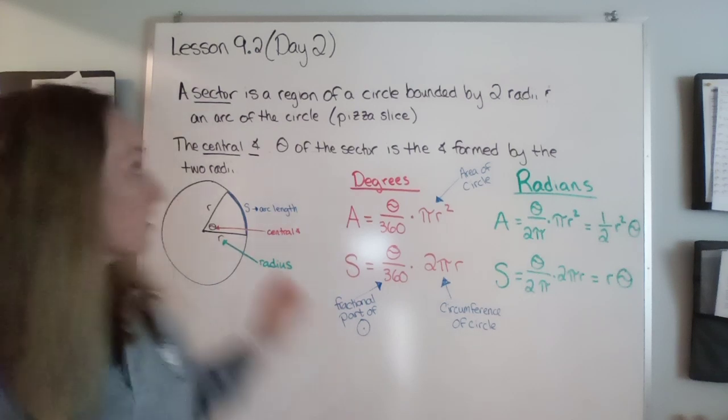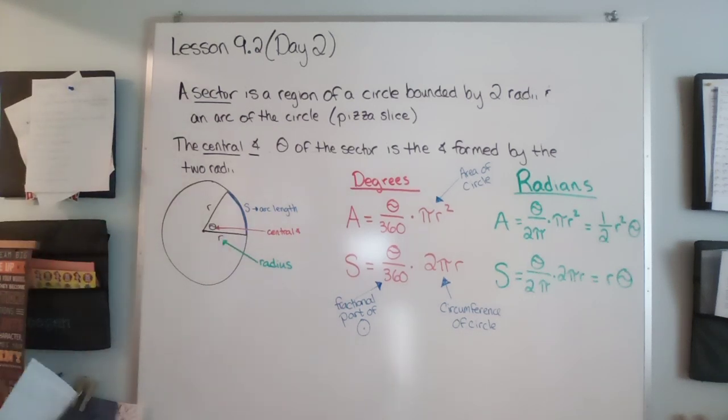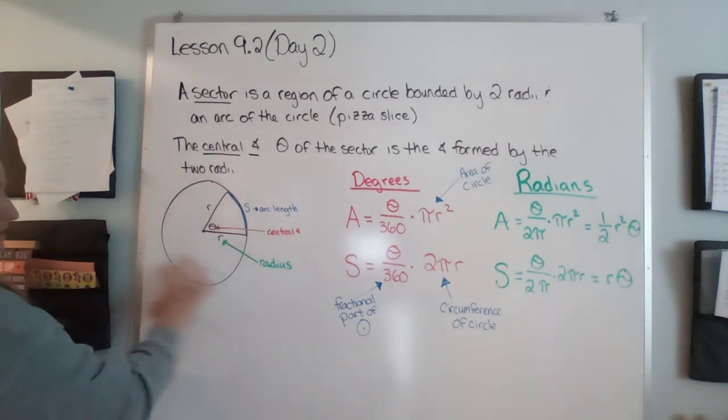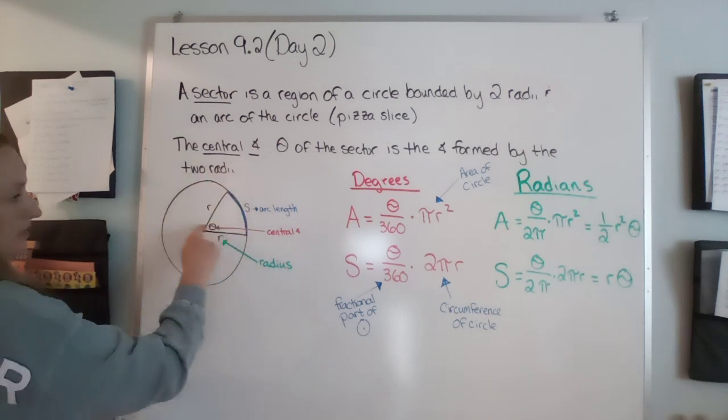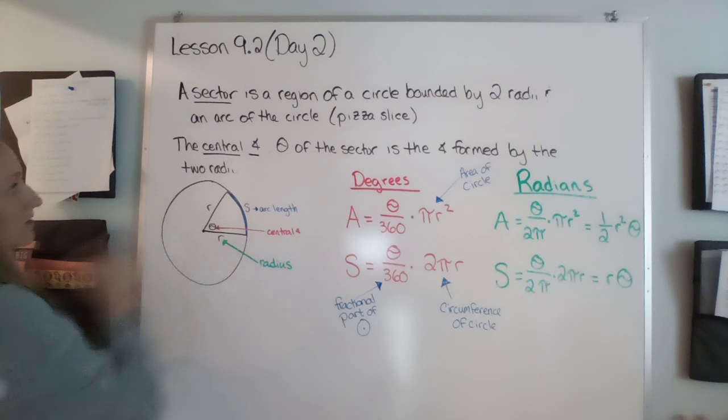Sorry about that. Okay. So a sector is a region of a circle bounded by two radii and an arc of the circle. Think about a pizza slice. Okay. So if I'm looking at this circle, think about a pizza. Here's my slice of pizza. This is what we call a sector of the circle.